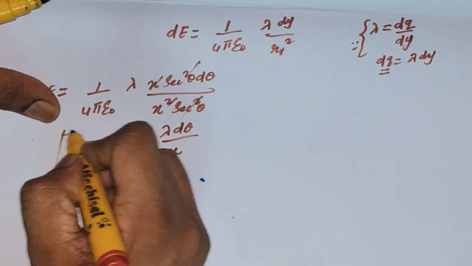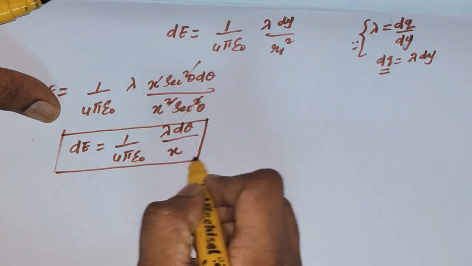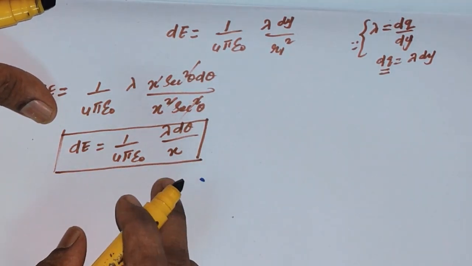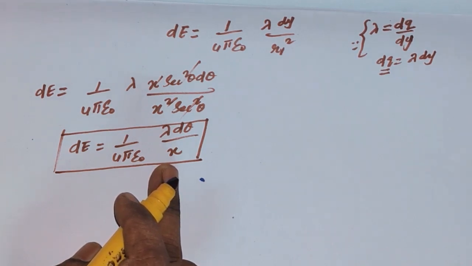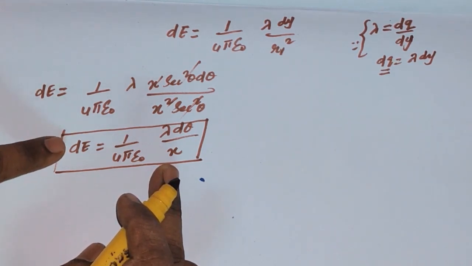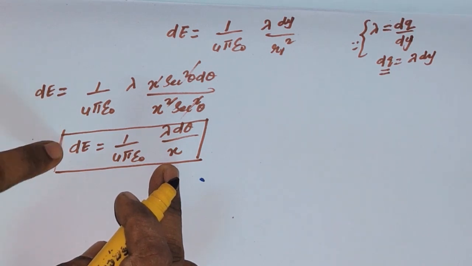This is the small electric field due to the small segment, but we want to calculate the electric field at the point P due to the total length 2L. So at the point P, the small segment can contribute an x component of the electric field and a y component of the electric field.